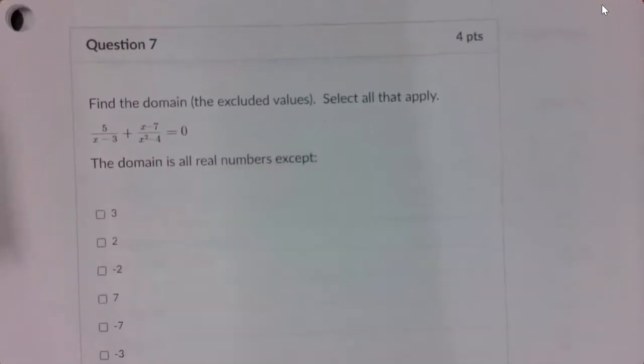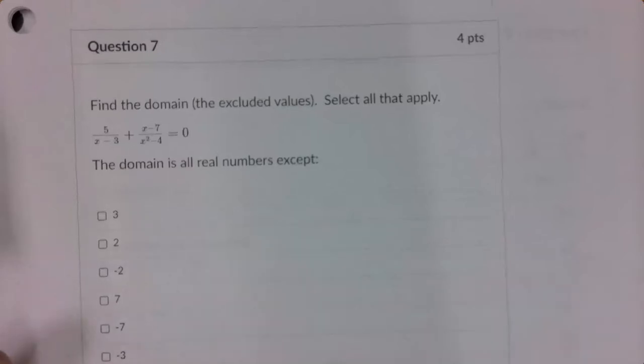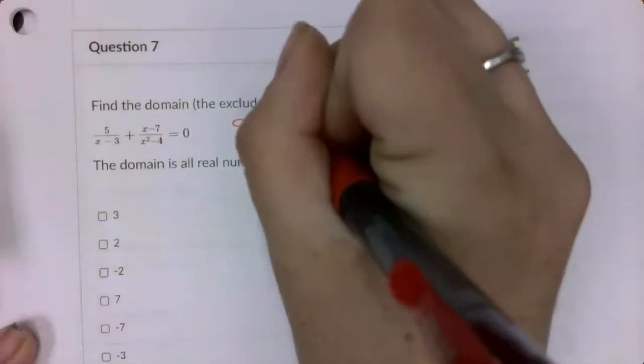This next one wants me to find the domain, all of the excluded values, select all that apply. So on this one, I want to set all the denominators not equal to 0.